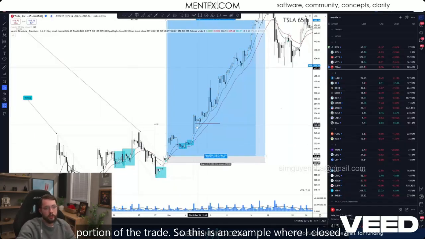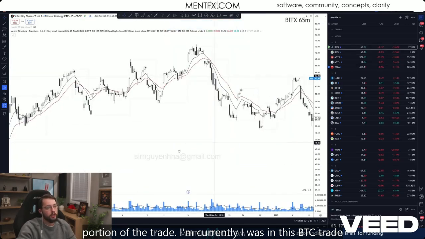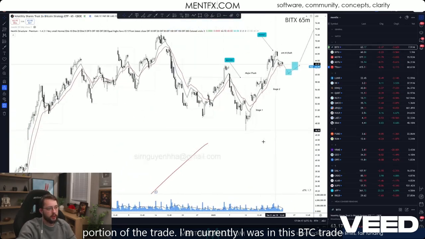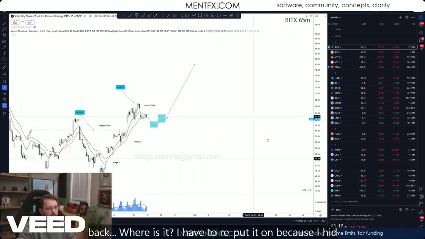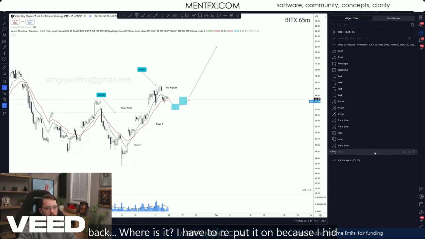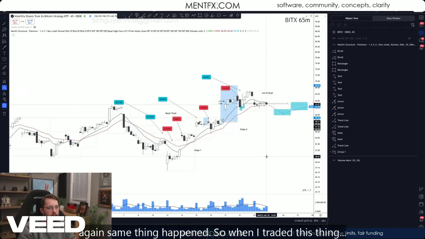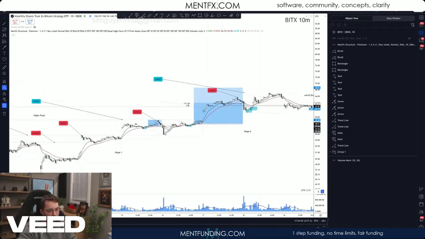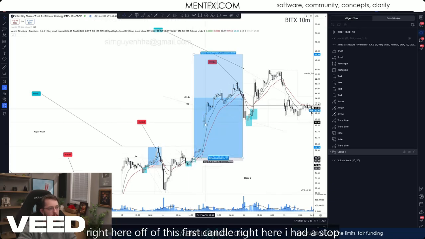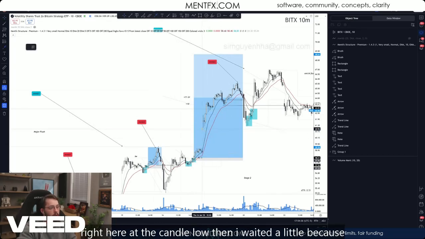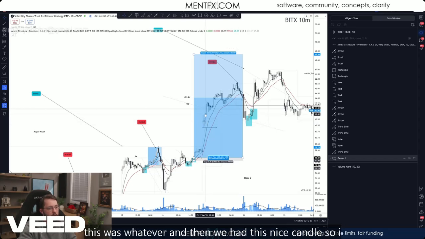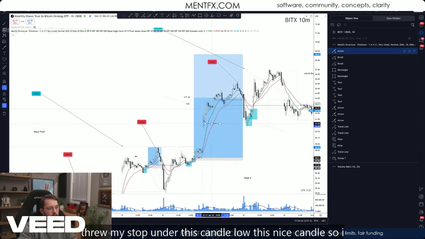So this is an example where I closed a portion of the trade. I was in this BitX trade back, where is it? I have to put it on again because I hit it. There we are. I was in this BitX trade right here. And again, same thing happened. So when I traded this off of this double MB right here, off of this first candle, I had a stop right here at the candle low. Then I waited a little, and then we had this nice candle, so I threw my stop under this candle low.